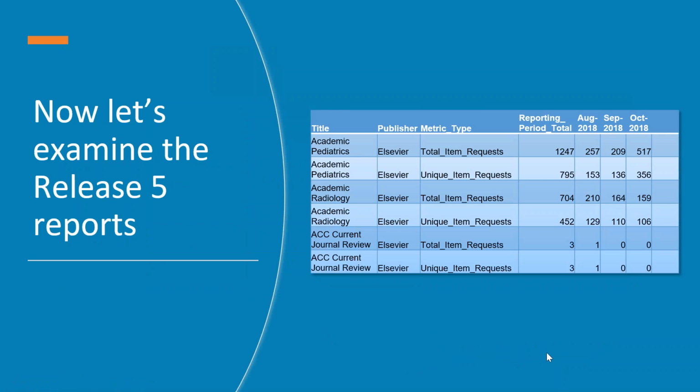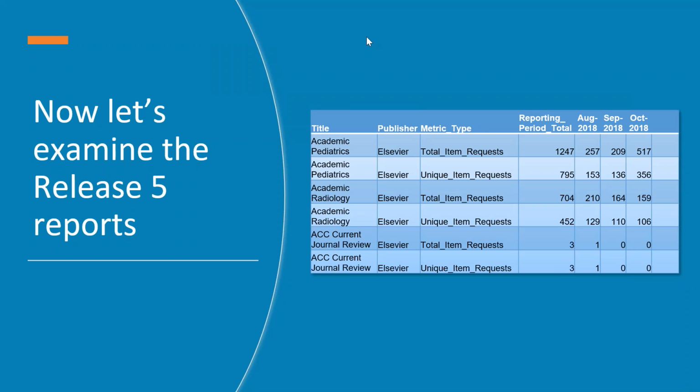Okay, so we're going to go on to examine the release 5 reports in a little more detail. What we've done here is take the figures for particular months and show you the reporting period total. So the total item requests for the academic pediatrics journal for the months we've given there is 1,247, split down by month. The unique item requests are 795 because those total item requests may well include somebody actually looking at the same article or same item more than once.